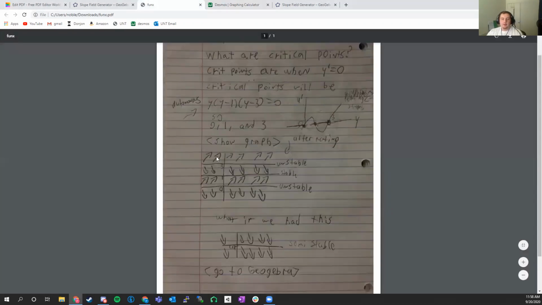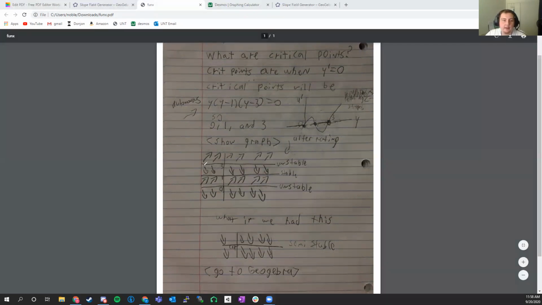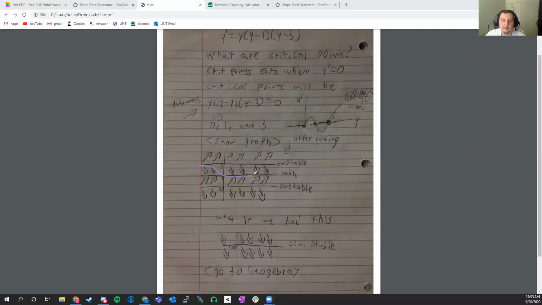So here I've drawn this, and each horizontal line is one of our critical points. For a stable solution, as t goes to infinity, solutions will tend towards it, and for an unstable solution, as t goes to infinity, they will go away. And similarly, as t goes to negative infinity, solutions will go towards an unstable solution. So let's say we had a solution here. In this area, it would look like this. In this area, it would look like this.